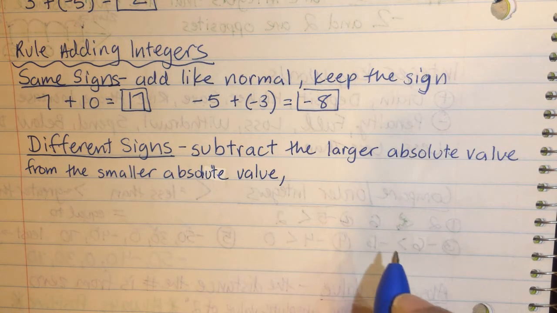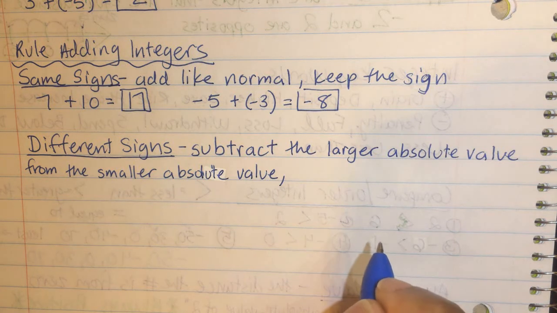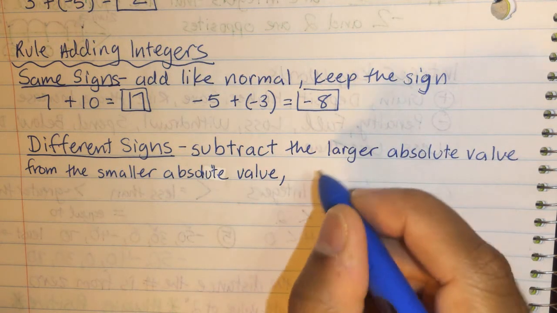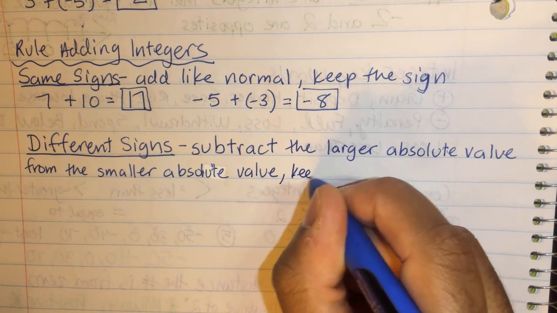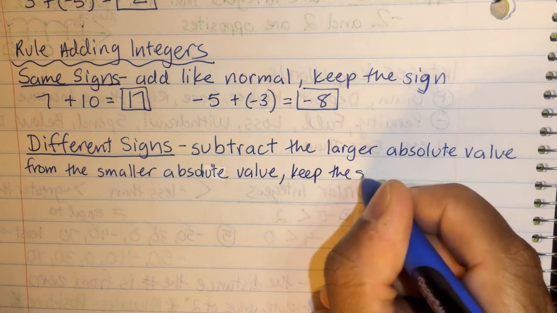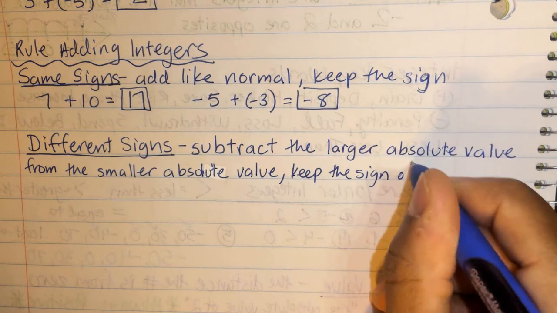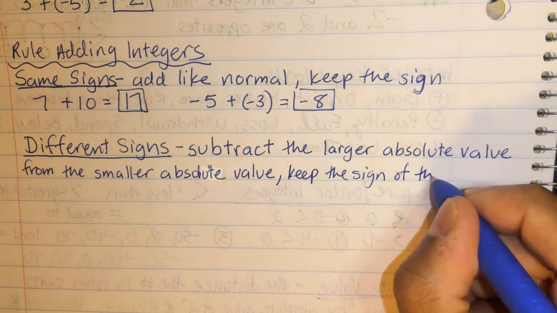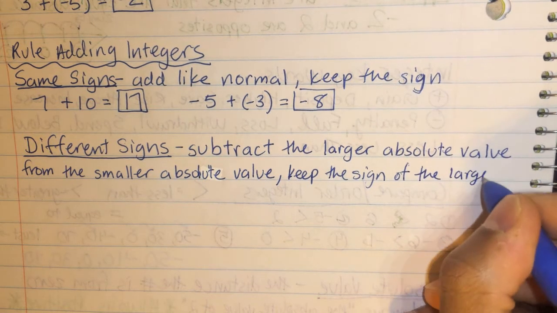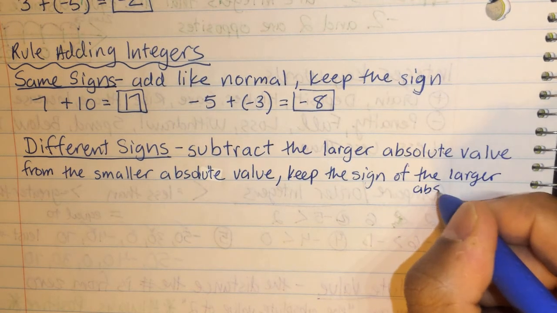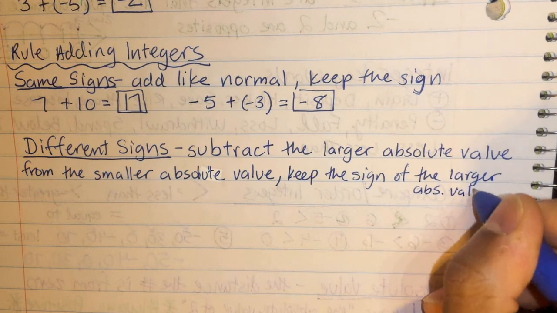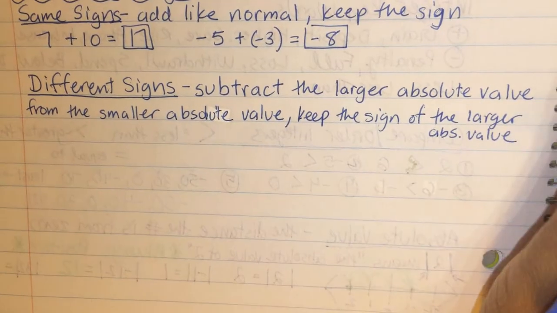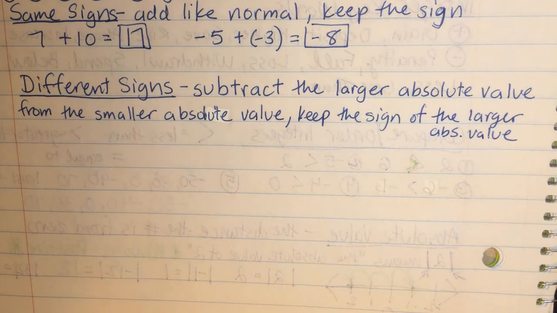So subtract the larger absolute value from the smaller absolute value. And we're going to keep the sign of the larger absolute value. Now, it may not make sense when we write it down, but I'm going to show you an example, because I want you to write it down so you have that there.